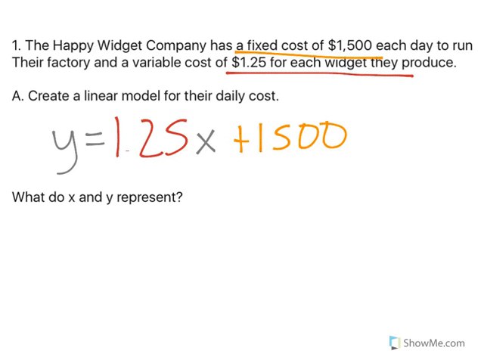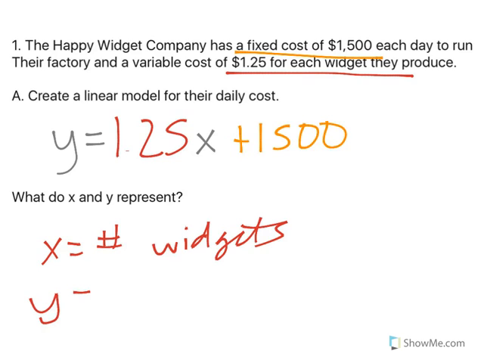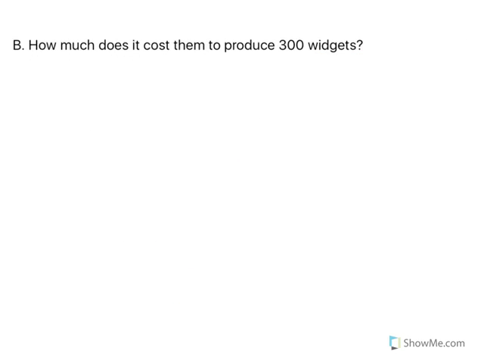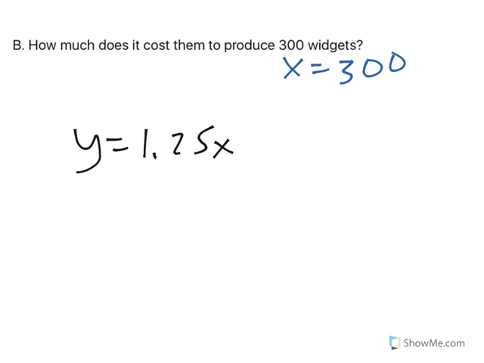Okay, so what do X and Y represent? Well, X is the number of widgets, and Y is the total cost to run the factory, right? That's what these things are dealing with. So, using this model, we can play. How much does it cost to produce 300 widgets? Well, that means X is 300. So Y equals 1.25X plus 1,500.